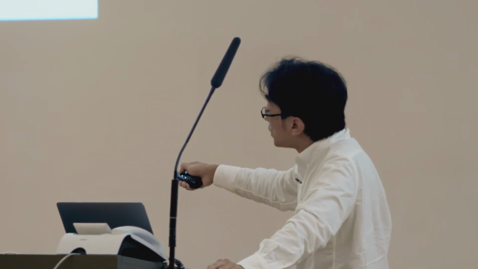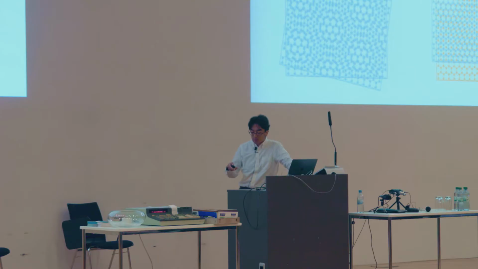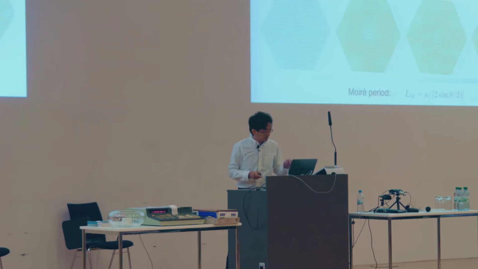And we want to use this big period. So this period can be much longer than the original atomic period, so this may open a way to observe the Hofstadter butterfly spectrum in a magnetic field. Okay, so this is the story. So let's start with a twisted bilayer graphene.